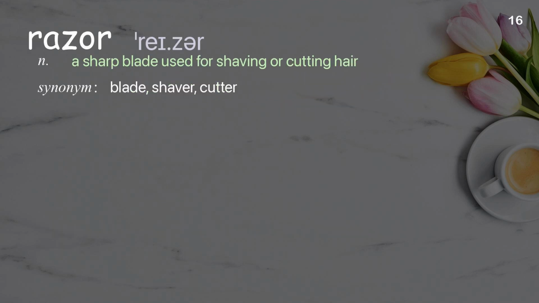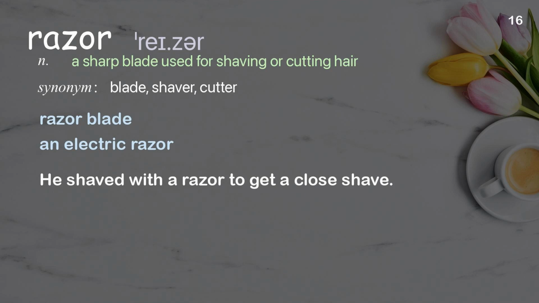Razor. A sharp blade used for shaving or cutting hair. Examples: Razor blade. An electric razor. He shaved with a razor to get a close shave.